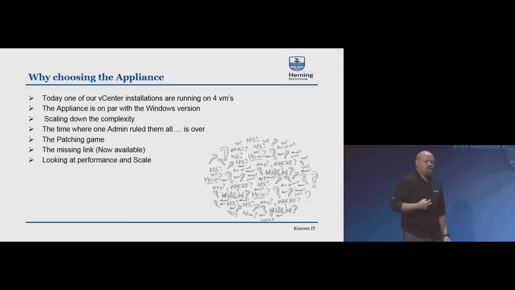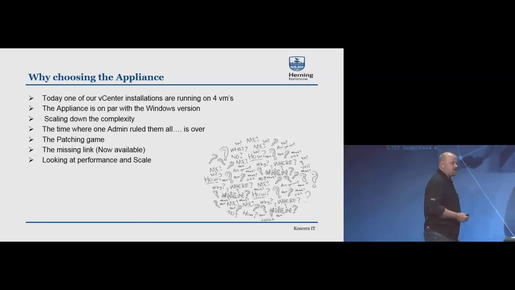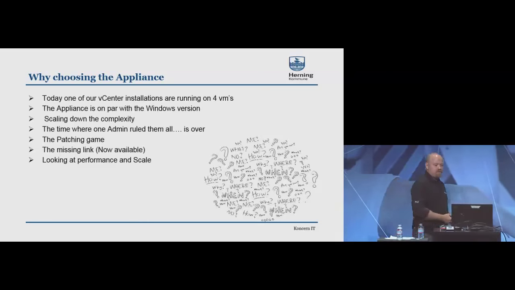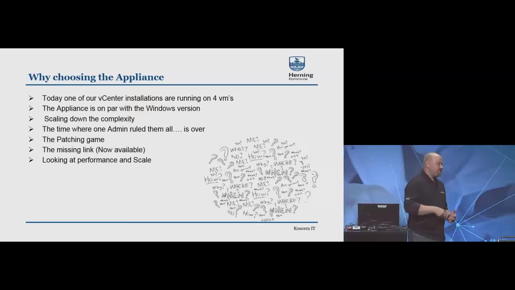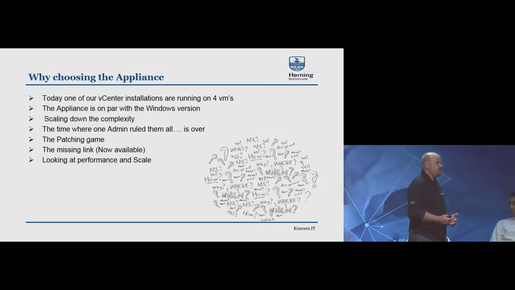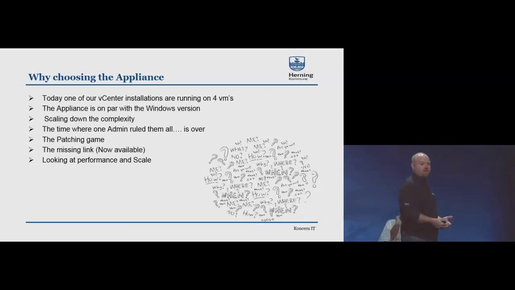So for me, moving to the appliance, I can see a lot of benefits for us, just making our environment a lot simpler. And seeing that version 6 is at par with the Windows version, I can scale in exactly the same way I can on the Windows version, and in some cases the performance is a bit better.